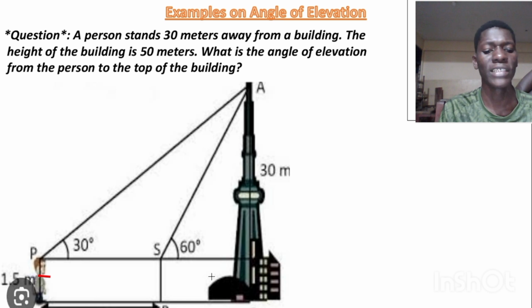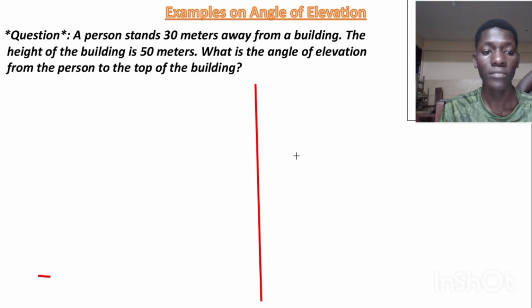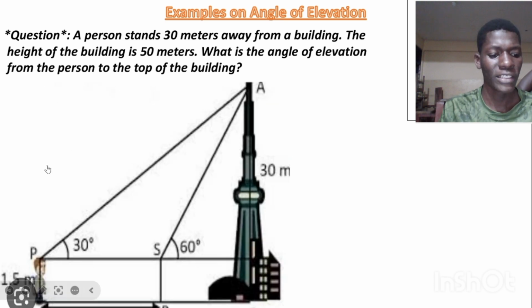And he's standing 30 meters away from the building, and the height of the building is 50 meters. So let's say this building is 50 meters, like this height is. So this is our person here, and this is the building. The distance from this building to this place, the person, is 30 meters. That's what they're saying.